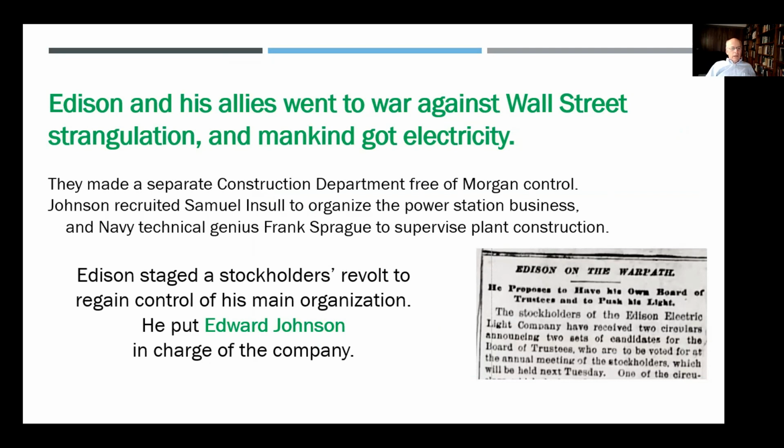And Edward Johnson brought in two men who were crucial. Samuel Insull became the secretary to Edison, and Frank Sprague was brought in to supervise plant construction. Both men really important later in electricity. Edison staged a stockholders' revolt to get control of his organization, and he put Edward Johnson in charge of the company once he had taken it back from Morgan's control. Now, that didn't last forever. That only lasted for a few years, but it was enough to get things started.